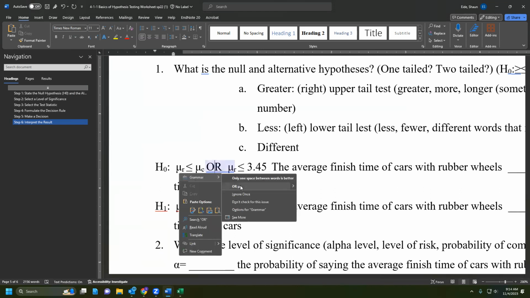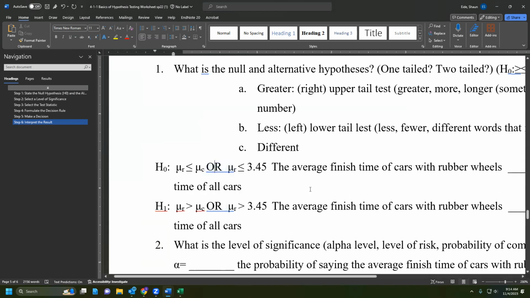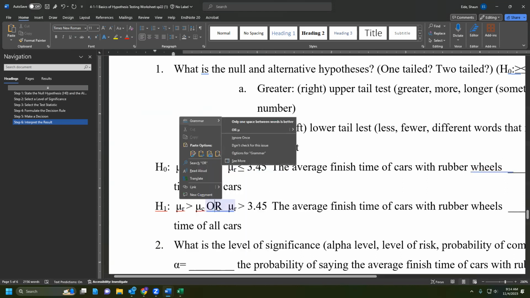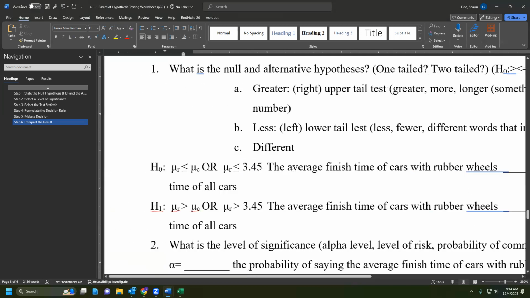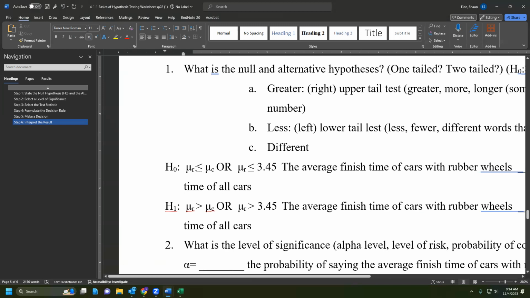The average time of cars with rubber wheels compared to the average of the entire population. And so the average finish time of cars with rubber wheels for the null hypothesis. The null hypothesis is going to say there is no difference between the cars with rubber wheels and the entire population.